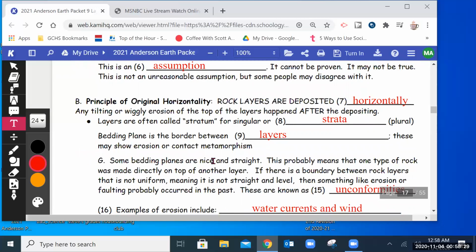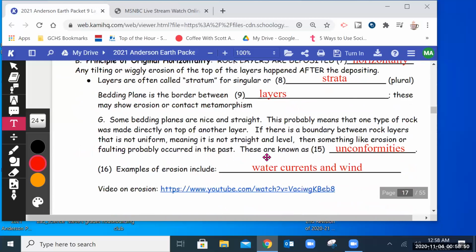Some bedding planes are nice and straight. This probably means that one type of rock was made directly on top of another layer. If there is a boundary between rock layers that's not uniform, meaning it's not straight and level, all wiggly, wobbly, and whatnot, then something like erosion or faulting probably occurred in the past. And this is known as unconformities. And there's lots of different versions of unconformities, each with their own special name. Examples of erosion include water currents, whether it be from rivers or from oceans, and erosion from wind.